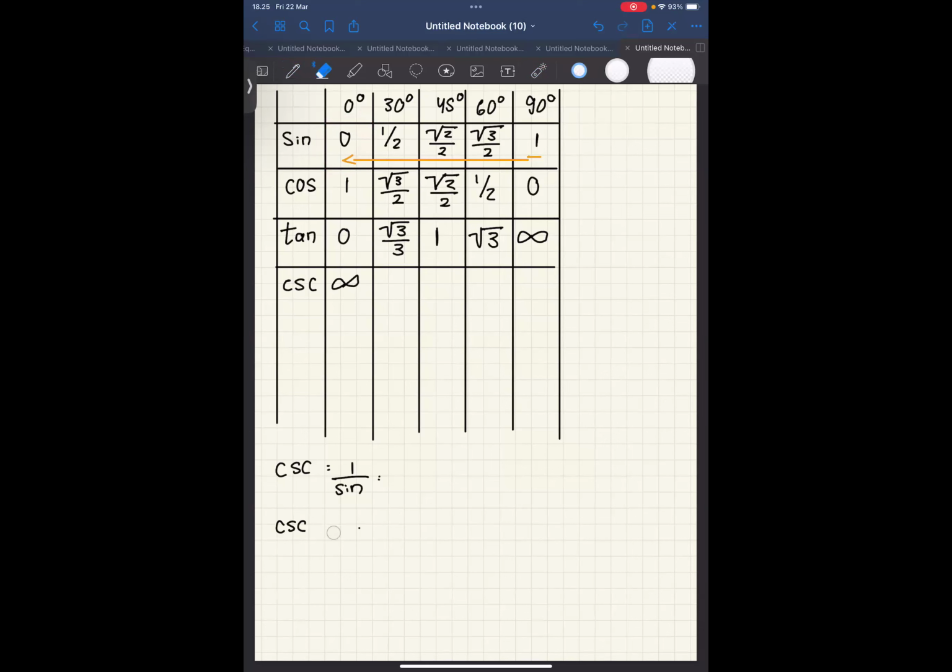Then we find the cosecant of 30 degree, which is 1 over sine 30 degree. Right here sine 30 is half. So 1 over half, we can write it as 1 over 1 divided by 1 over 2. We change this to multiplication. 1 over 1 multiplied by 2 over 1. So this is going to be 2 over 1 or 2. So cosecant of 30 degree is 2.